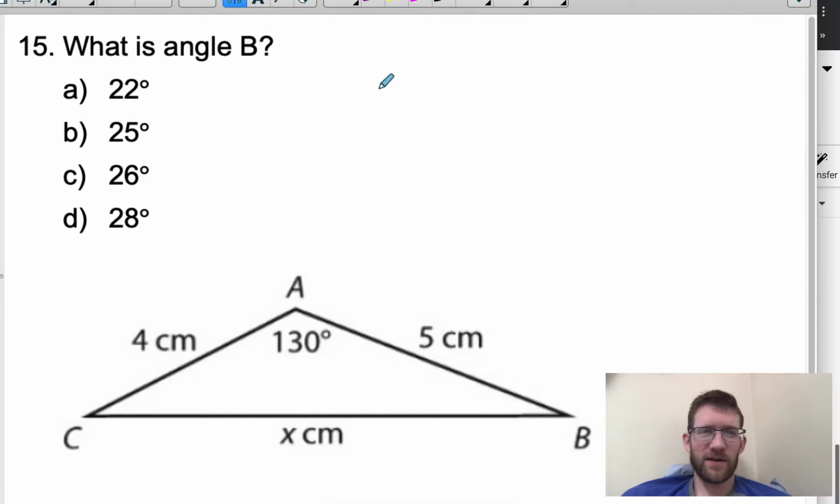If you leave it blank, you're guaranteed to get 0 points. Just guess. It's multiple choice. It doesn't hurt you. You don't get penalized for wrong answers. Just make a guess. It never hurts to do that. So, what is angle B?